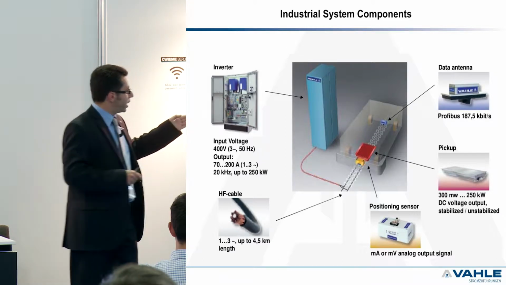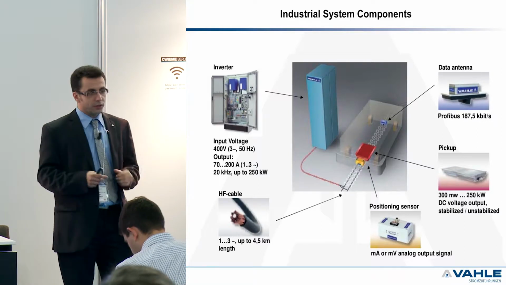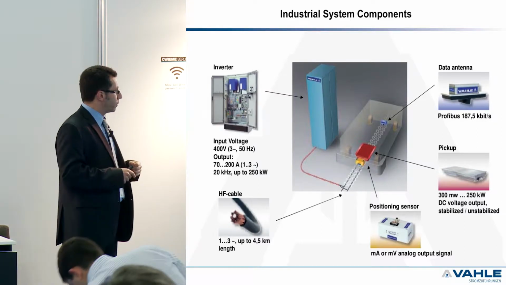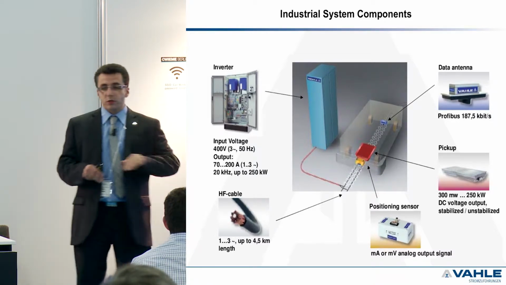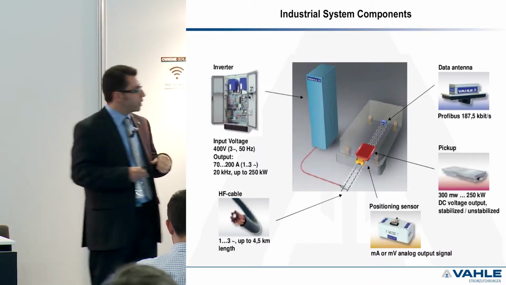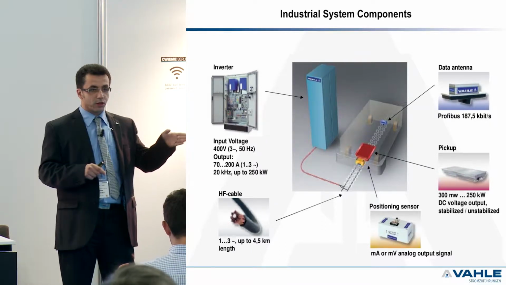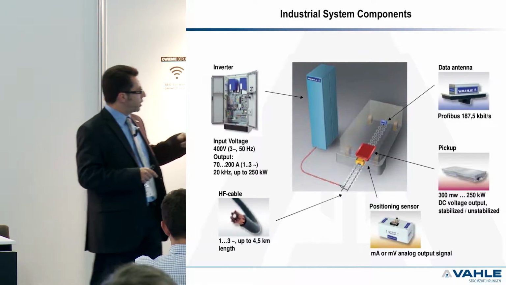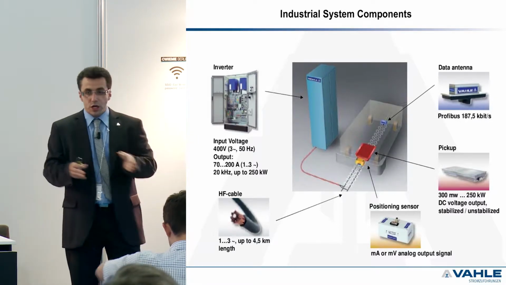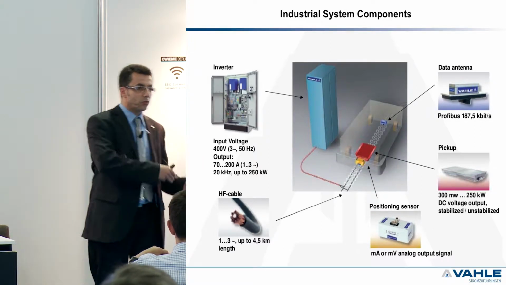These are special high-frequency cables, well, for instance, isolated Litz wire. And the components you got on the vehicle itself: these are the pickup, which is the secondary part, the secondary coil of the transformer. Then you got the positioning sensor, which follows the magnetic field to give the information to the robots.